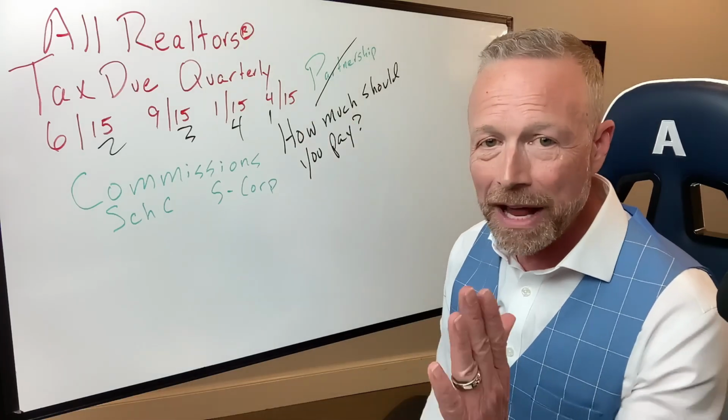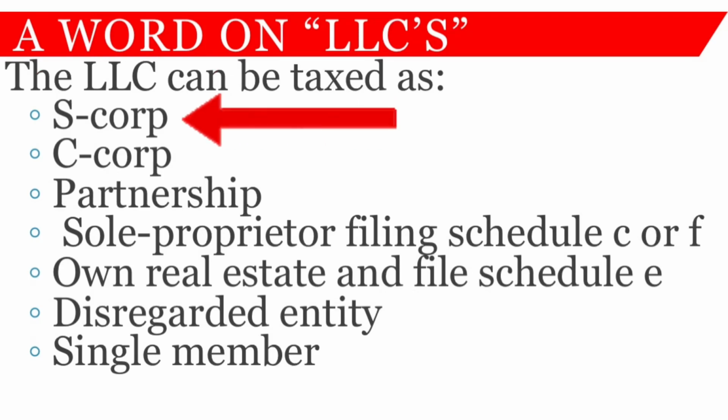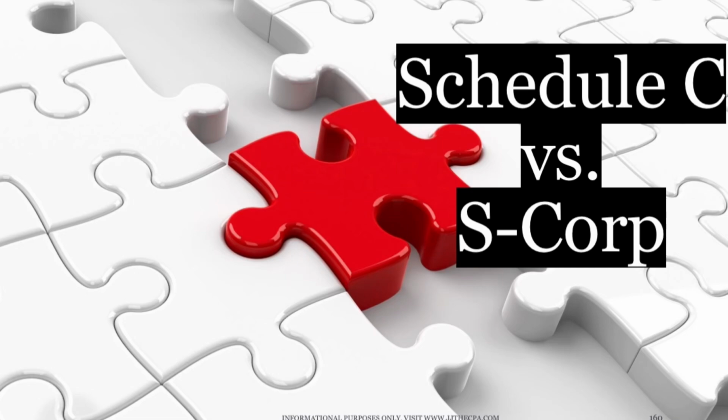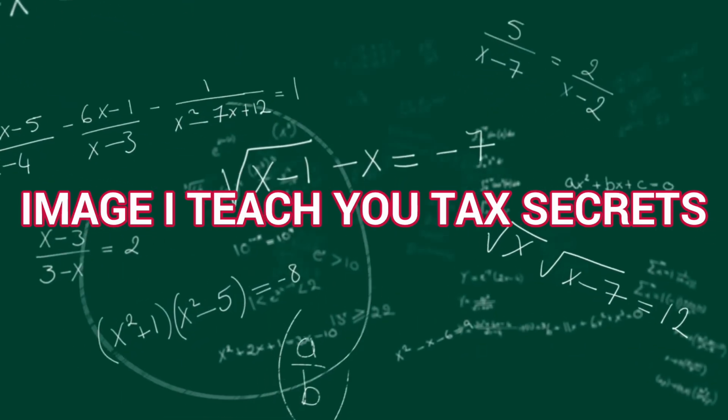Now, if you're an LLC, you can be a partnership. You can be filing Schedule C, or you can be an S Corp. LLC has nothing to do with taxes. It's a legal designation.